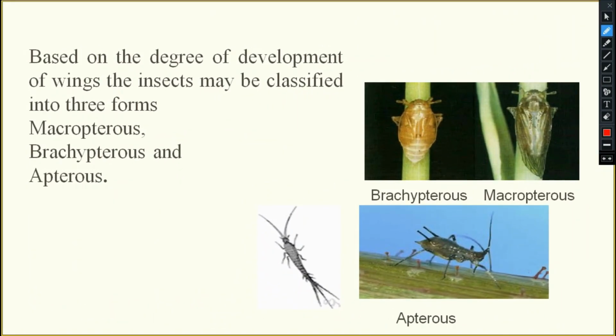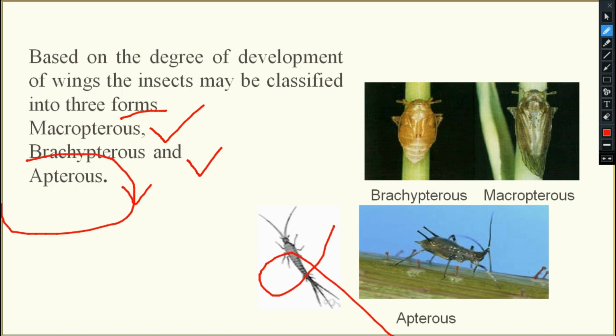Based on degree of development of wings, insects may be classified into three forms: macropterous, brachypterous, and apterous. Apterous, you understood, they do not have wings. Thysanura, and sometimes aphids. How to know this is an aphid? Such a conical shape, with projections at the anal end; that means they are aphids. And this is the silverfish. They are apterous, no doubt here.